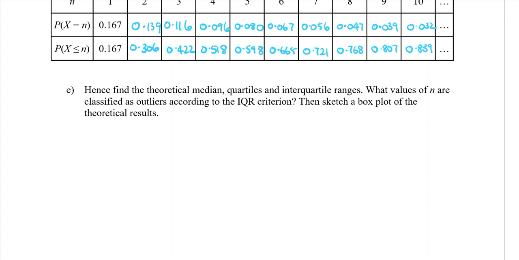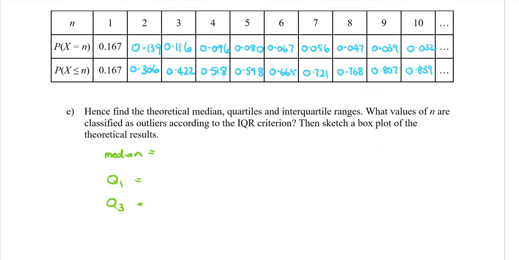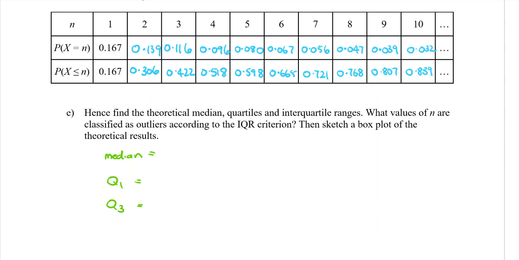What values of n are classified as outliers according to the interquartile range criterion? And then sketch the box plot again. Okay, so let's start with our median, and then we're going to have our Q1 and our Q3. Now this is not a cumulative frequency as in adding up scores. This is the total probability. If I want to find the middle of a probability, and remember that the total probability is always 1, where is the middle going to be?